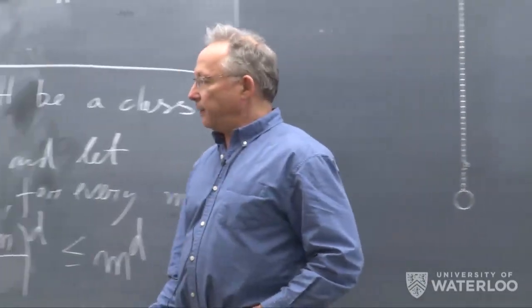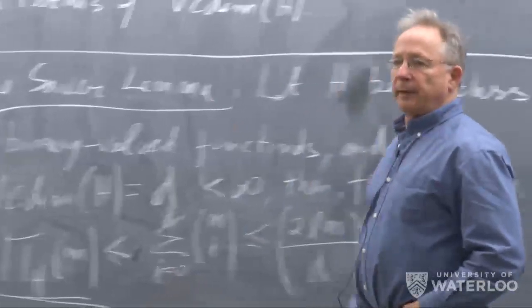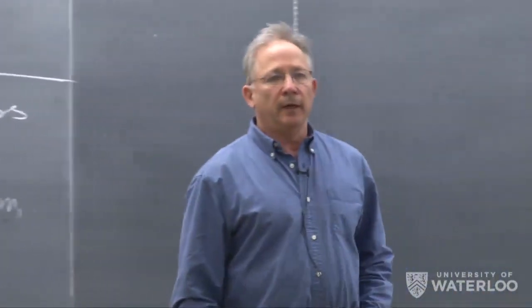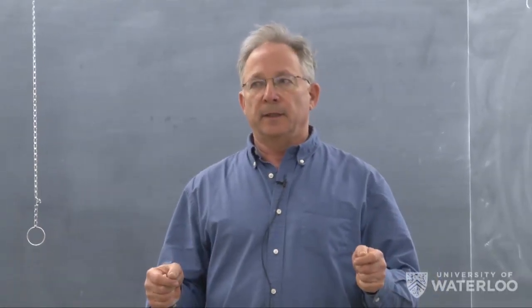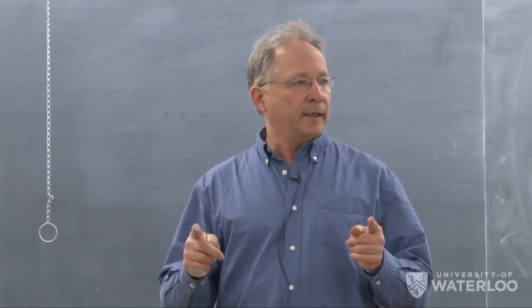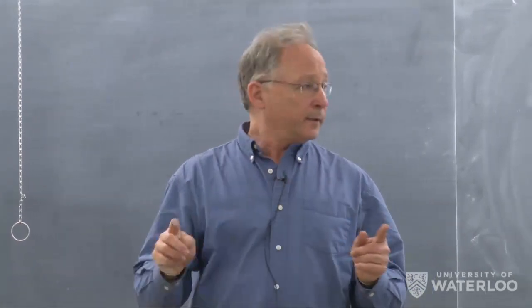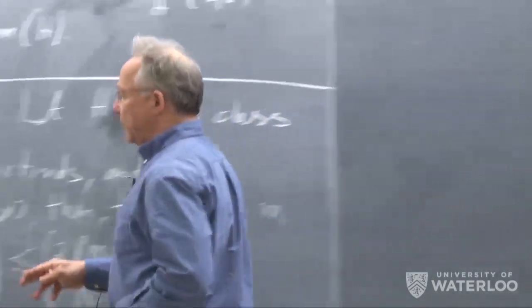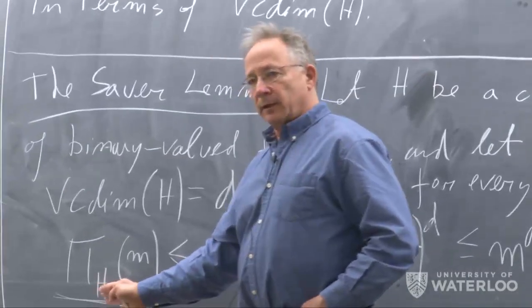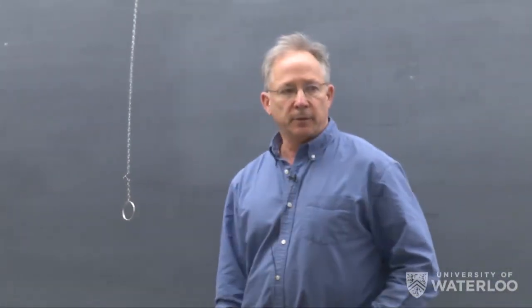And we have to remember what this is. This is the number of behaviors that H can have on a subset of size m. In general, if I take a subset of size m, there can be 2 to the m many 0, 1 behaviors. But we are only considering behaviors that are represented in the class H. And here it is claimed that this is going to be polynomial in the VC dimension. Yes? What do you mean by a behavior?